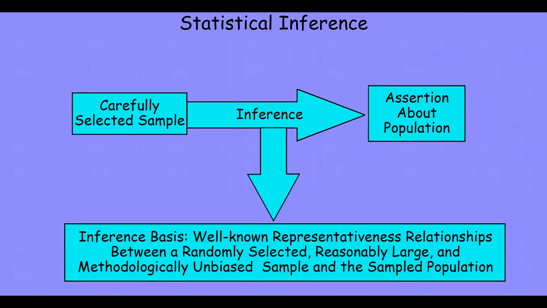The basis of statistical inference, as we now have repeatedly emphasized, is this well-known representativeness relationship between randomly selected, reasonably large, and methodologically unbiased samples and the populations from which they're sampled.